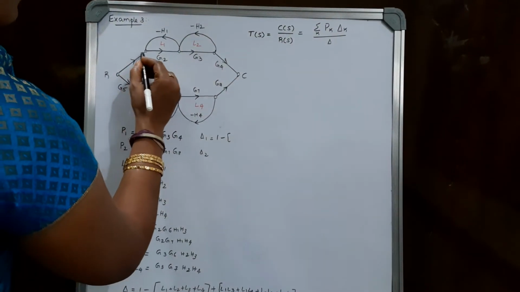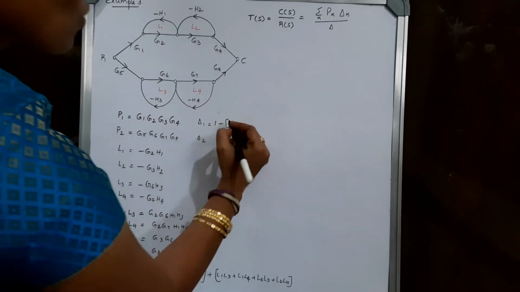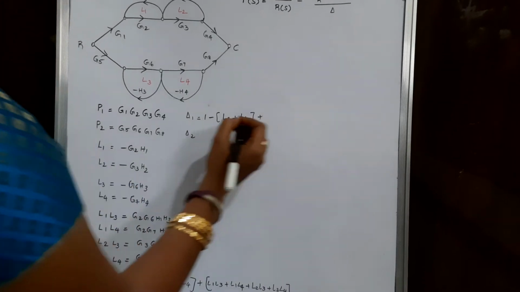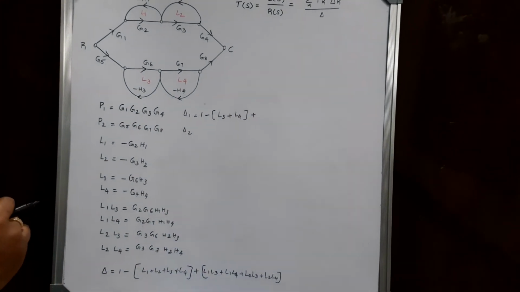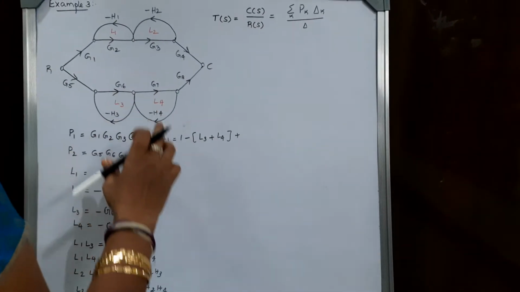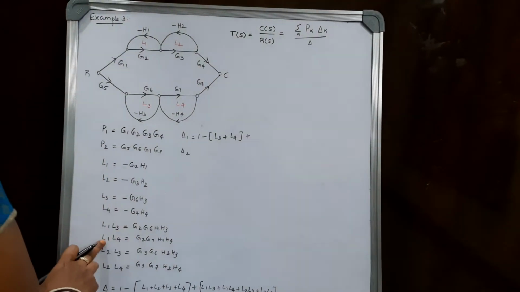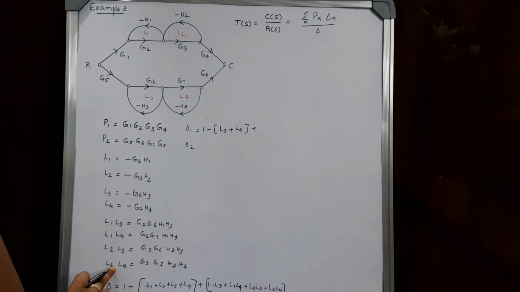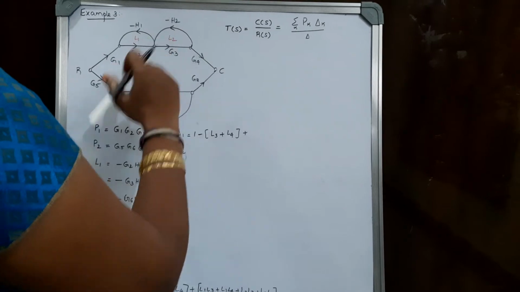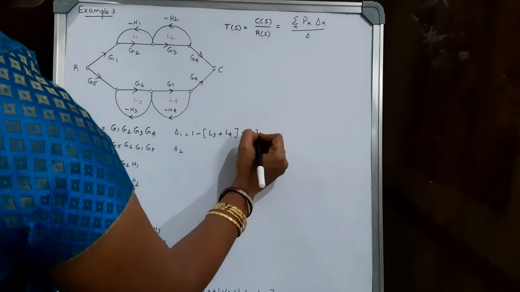So this is supposed to be the forward path for this. I need to consider the loops which are not touching to it. So obviously it will be L3 plus L4, the summation, plus the non-touching loop combination here. The non-touching combinations would be L1 L3, L1 L4, L2 L3, L2 L4. If you see here, L1 and L2 are touching to this path, so I can't write any of these combinations here. So this becomes just 0 here.